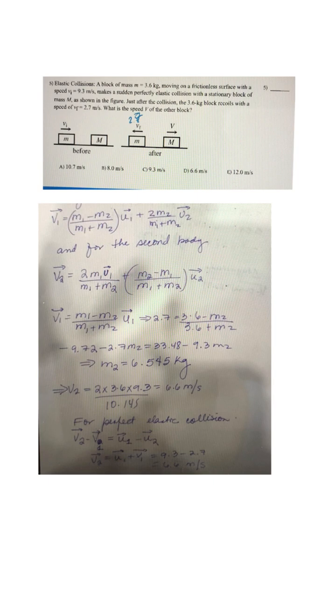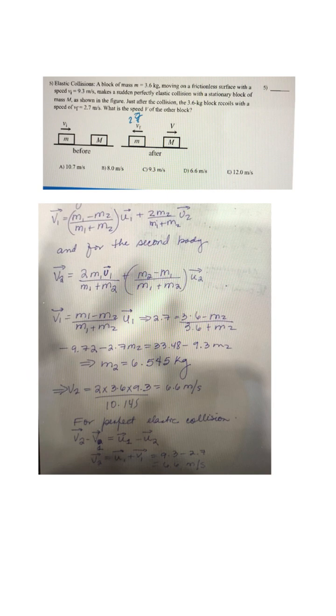Then that gets simplified into v1 equals (m1 minus m2) over (m1 plus m2) times u1. Then, with the arrow to the right, 2.7 equals (3.6 minus m2) over (3.6 plus m2). We then have negative 9.72 minus 2.7 m2 equals 33.48 minus 9.3 m2, so m2 equals 6.546 kg.